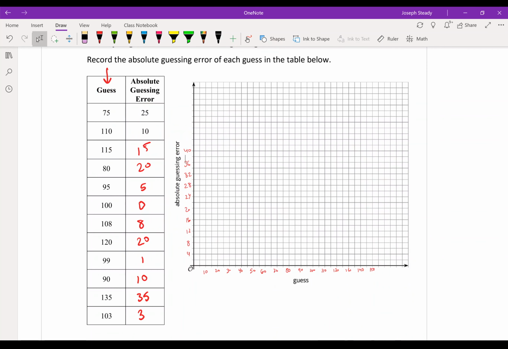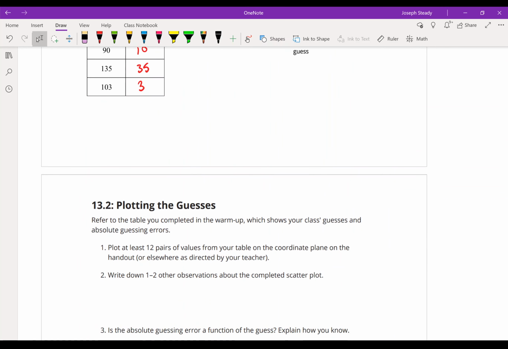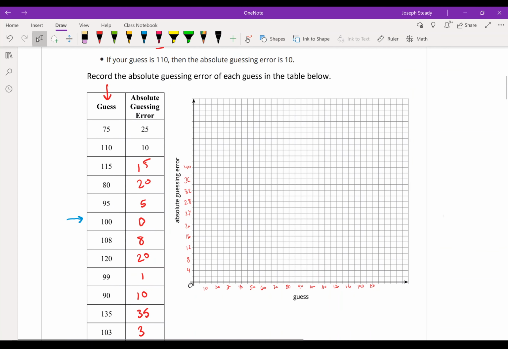Okay, so I finished filling in my absolute guessing error column, and you can check to see if everything matches up. One value I do want to point out specifically is this value here. If the guess was 100, in other words, you got it perfectly, your error was 0. So that's an interesting point that we'll see later. You'll notice the other thing I did is I filled in the axes on my graph here, because the next part of this problem asks us to graph or plot these pairs of values on this graph.